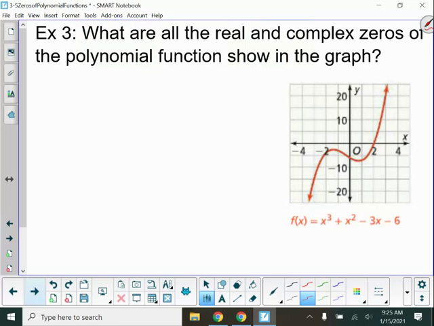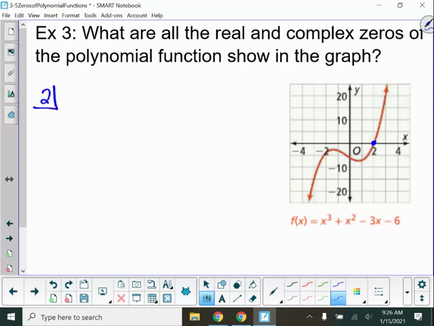Okay, example 3, what are all the real and complex zeros of the polynomial function shown in the graph to the right? Well, we have an equation. We have a place where it looks like we are crossing. So the real zero appears to be a 2. Now, I can test this. I can test to make sure that 2 is actually a zero. I could plug it in and make sure that I get back 0.